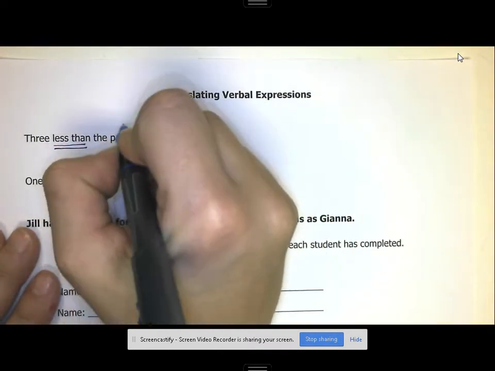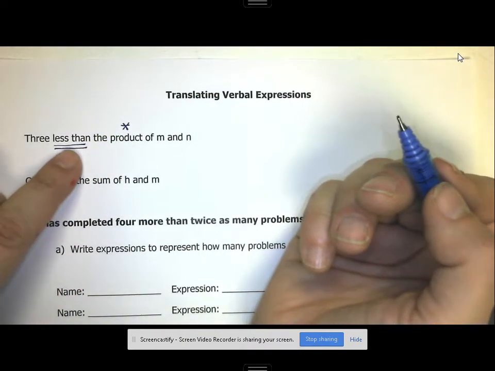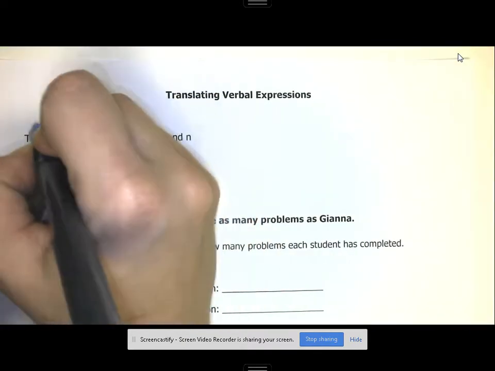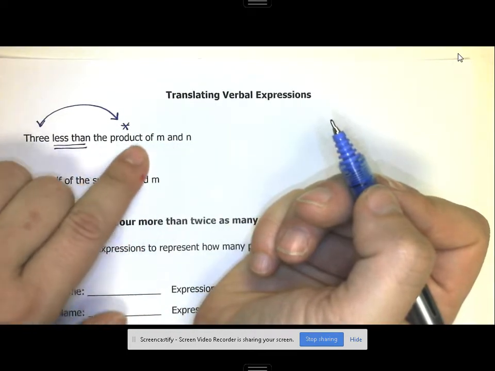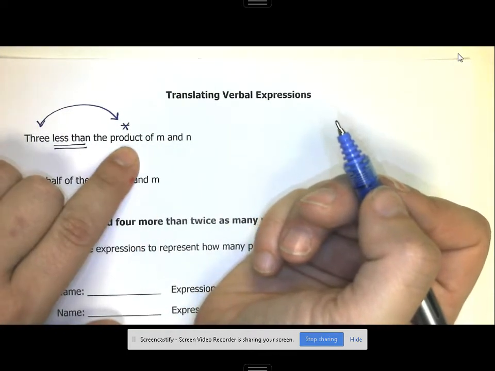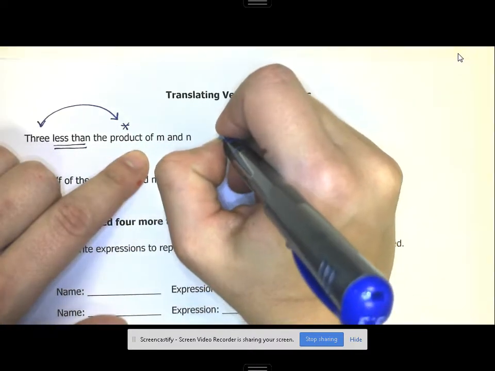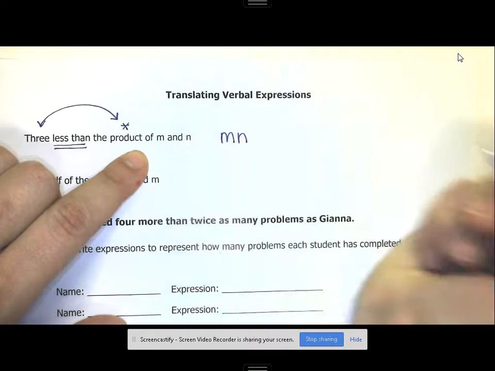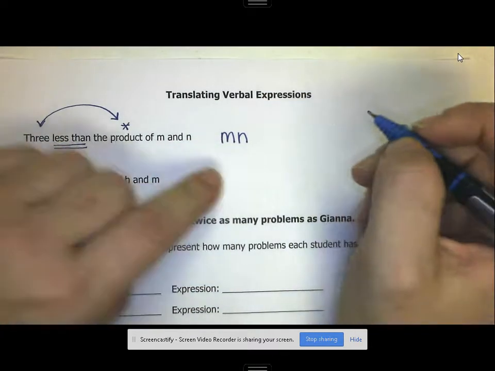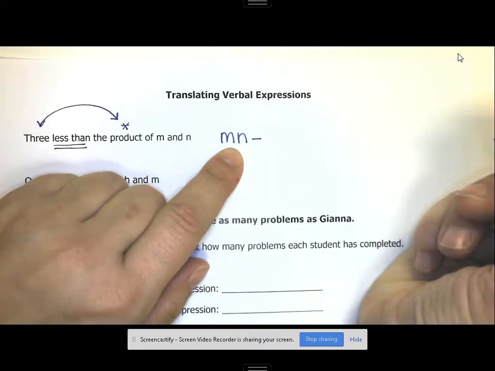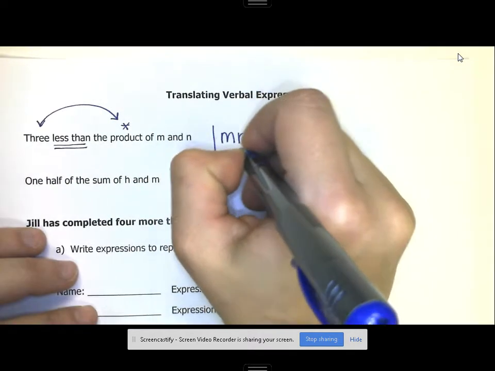Now you need to know that product means multiplication and less than means subtraction. But when it's less than, you actually want to switch the order. This part of the expression would come first. You want to start with the product of m and n, which is m times n. But I want 3 less than that. So I want the product, but I want less than that by 3. So I'm going to subtract 3.